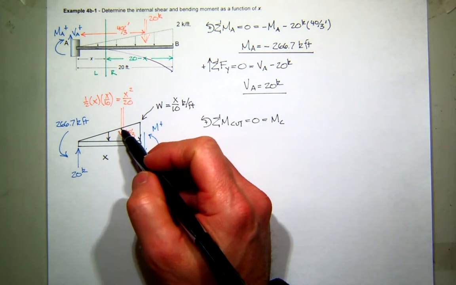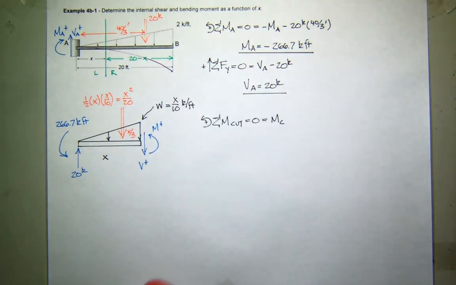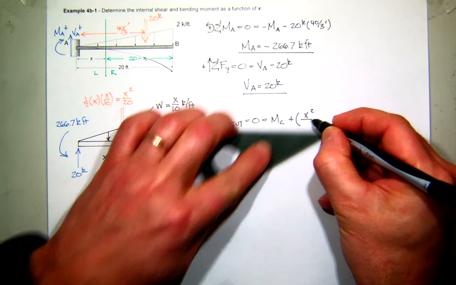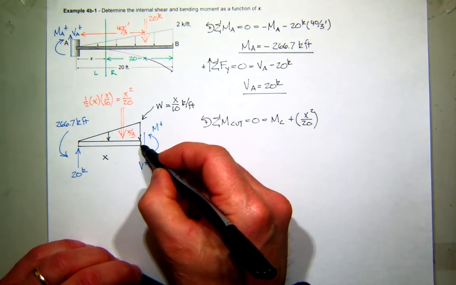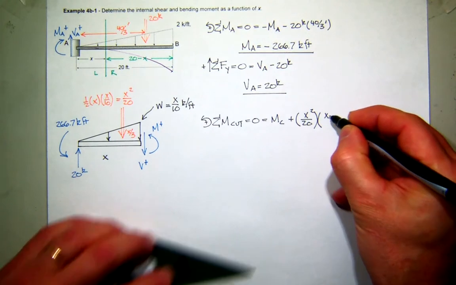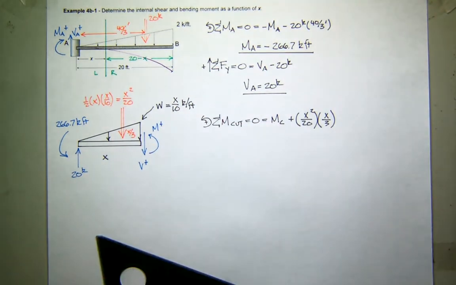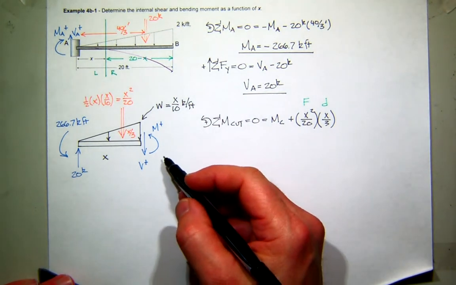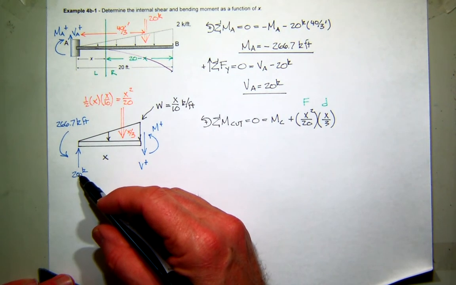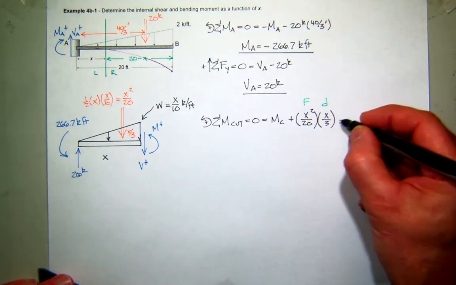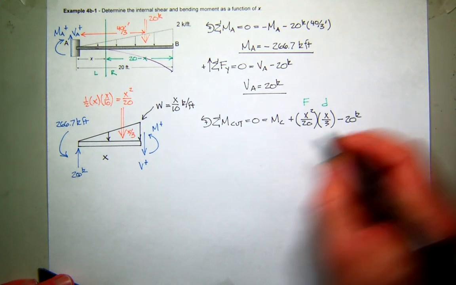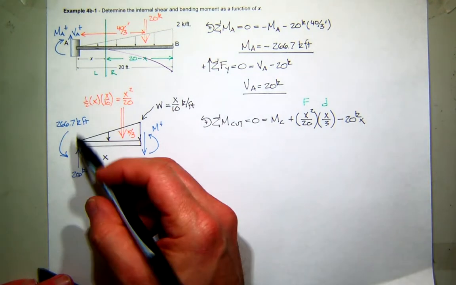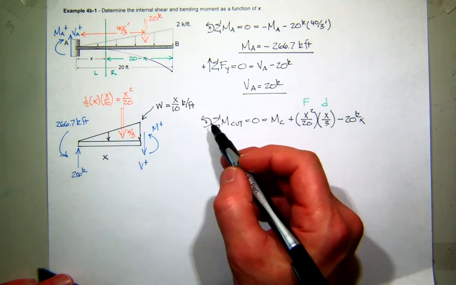This force, as I've drawn it here, acting down about the cut, positive or negative? Positive. And the force is x squared over 20. And the distance from the cut to that point is x over 3. So just to remind you, this is the force. This is the distance. So I come out here to 20. What kind of moment does that create about the cut? Positive or negative? Negative. Force is 20 kips. What's the distance from the cut to there? X. And then down here on the end, I've got this moment, 266.7 kip feet. With my moment arm, that's positive.